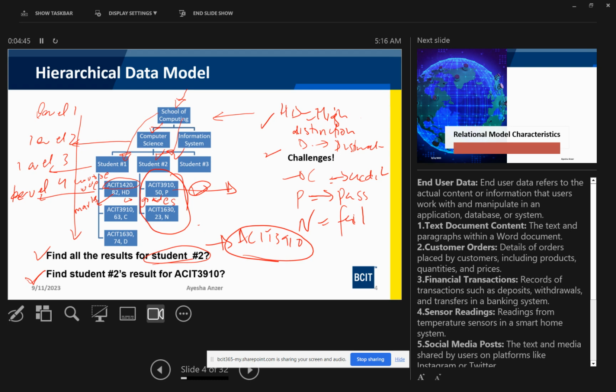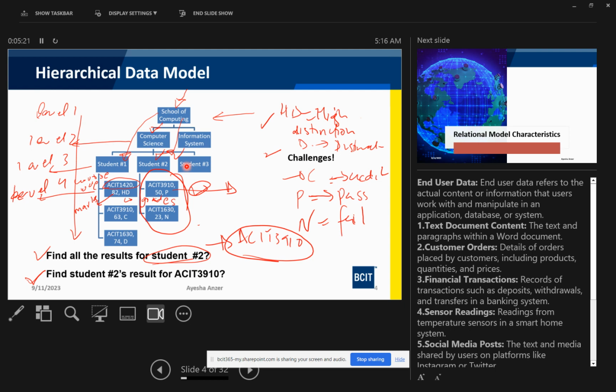So what were the challenges here? As a database administrator, we need to know the path because these are predefined paths. So we should know these paths as a database administrator, which makes it more static or fixed and difficult for the database administrator to retrieve the information. So this is the first challenge.